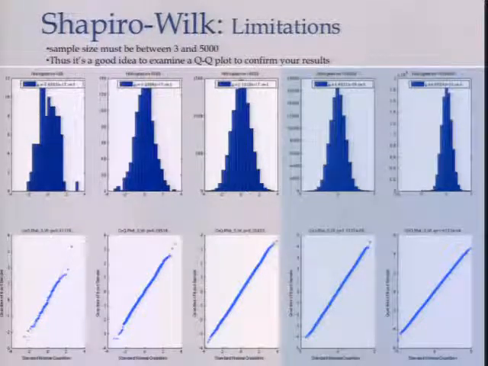So here you can see the effect of increasing sample size. And you can see that the Shapiro-Wilk test is quite sensitive to these higher sample sizes. Obviously, these are normally distributed if you look at the QQ plots, but at these high sample sizes of 100,000, you actually get an SW value that is significantly different.